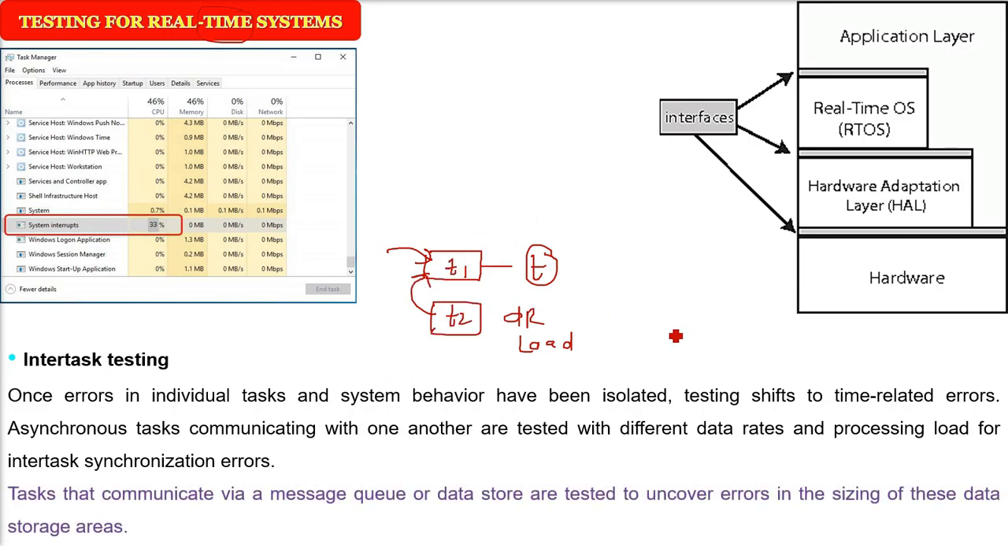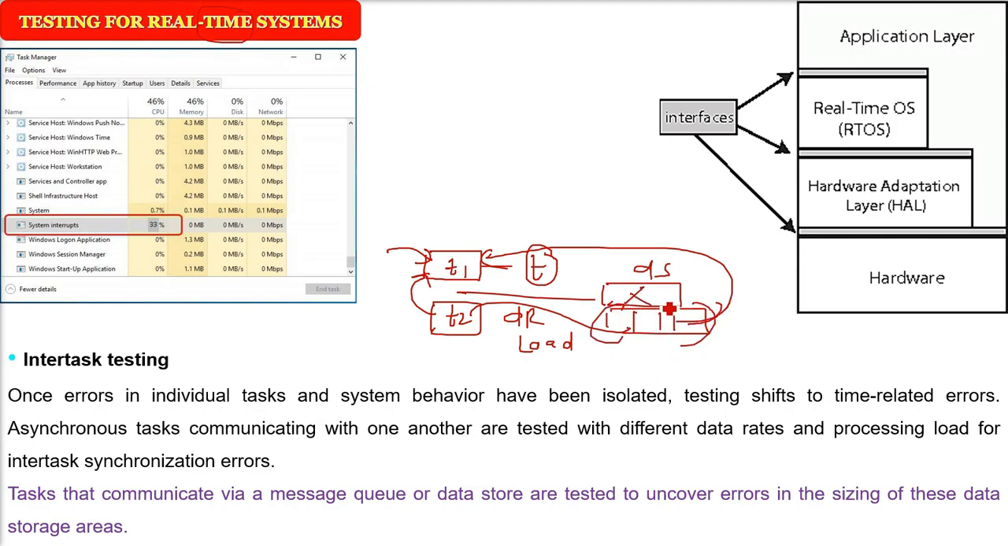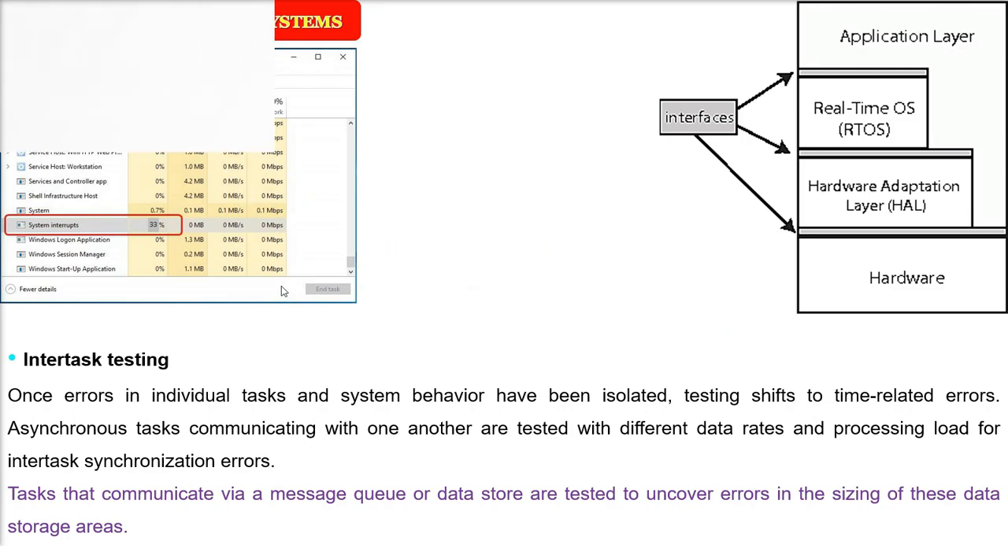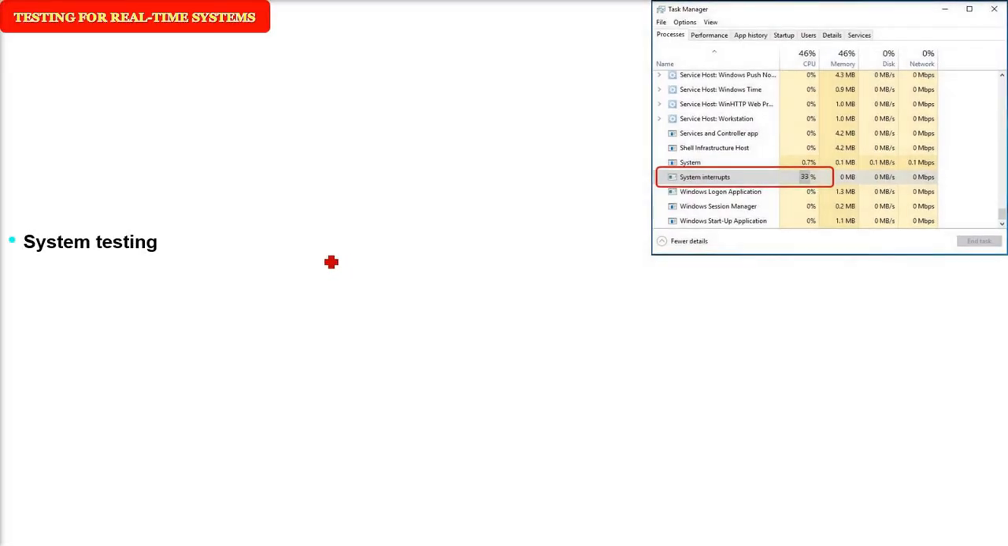Now let me give you an idea. If the communication is happening using a message queue or a data store, that is, from task 2 first it goes to the message queue, then goes to task 1, or a data store is in between, then you can change the size of this data store or message queue, shorten it or make it larger, and then see what errors are coming.